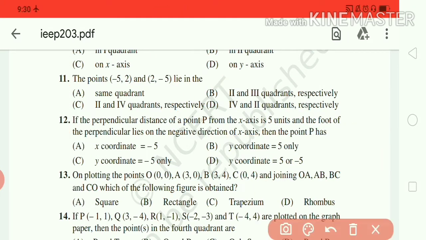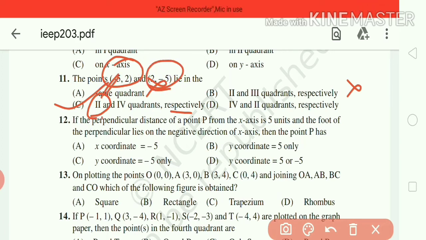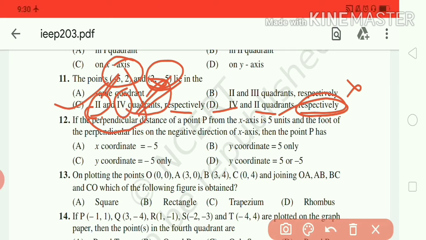So let us check the options. First is same quadrant, no. Second and third quadrant, no. Second and fourth quadrant, right? So respectively we have been given. At first we will check this one, -5 and 2, where x is negative and y is positive. This is the second quadrant, right? And 2, -5 means x is positive and y is negative. This is fourth quadrant, so this is the right option. Here fourth and second quadrant is also given, but respectively, when it is given, we have to check the first with the first and the second with the second, right? So C is the right option.